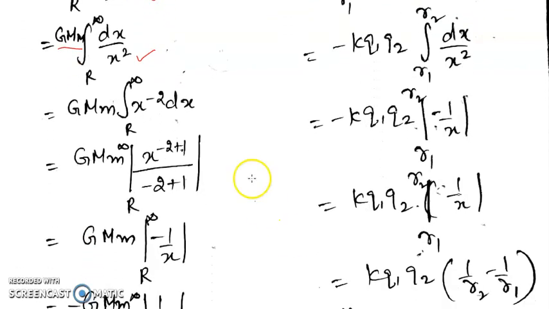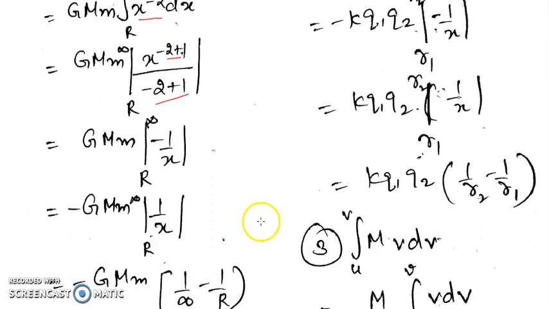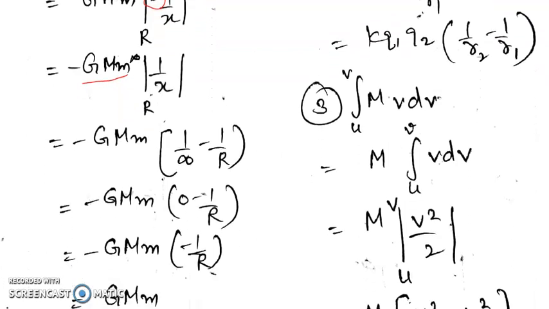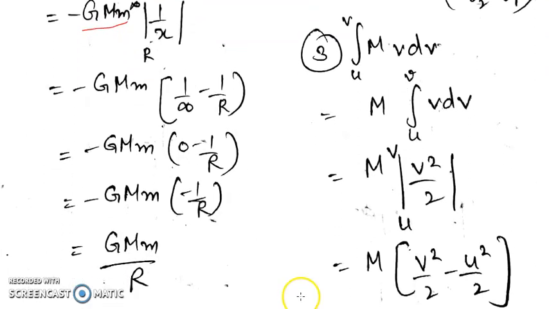This can be written in this form, x raised to power minus 2 dx. So the integral of x raised to the power n is x raised to the power n plus 1 upon n plus 1. This will be solved as minus 1 by x. After that, we'll take this negative sign out of the mod, and it will be 1 by x from r to infinity. When we put the limits, upper limit minus lower limit, we get our final answer as GMm upon r, and 1 by infinity is 0.